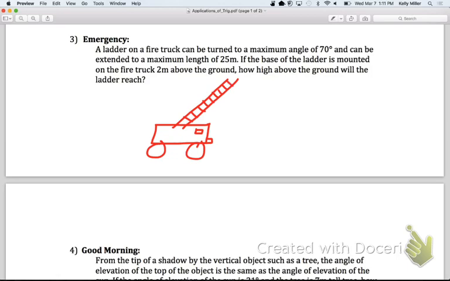All right, so a ladder on a fire truck can be turned to a maximum angle of 70 degrees. And it can be extended to a maximum length of 25 meters. All right, so where am I putting those two bits of information? Where's the 70 degrees going to go? In between the ladder and the truck. Good, so there's my 70 degrees, which means there's my right triangle. Where's the 25 going to go?